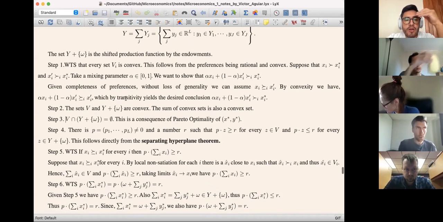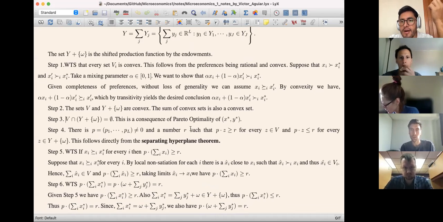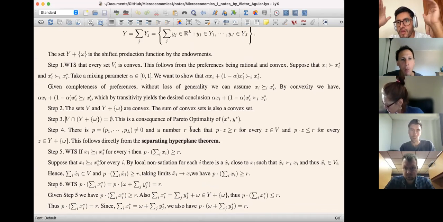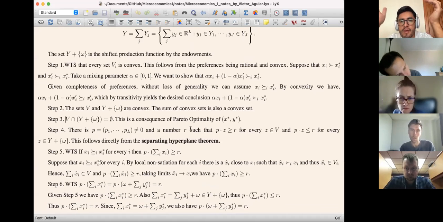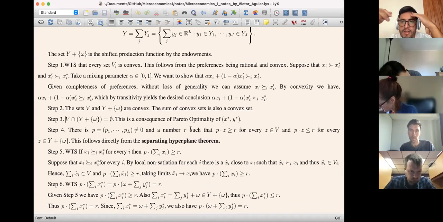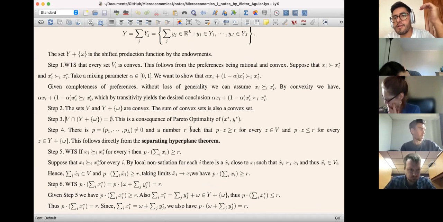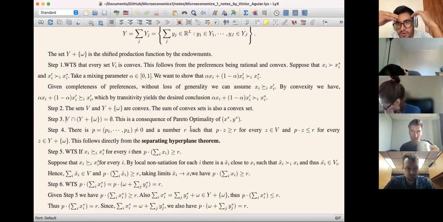Okay, so the separating hyperplane theorem tells you that there exists a hyperplane, which is characterized by this vector and this r, right? Remember that this constant and the vector fully characterize a hyperplane in high dimension. So this is the normal vector and the direction. And this is just telling you that any element in the capital set V has to be above this R multiplied by prices. And in the feasibility set, so the capital Y plus omega, the opposite inequality happens.